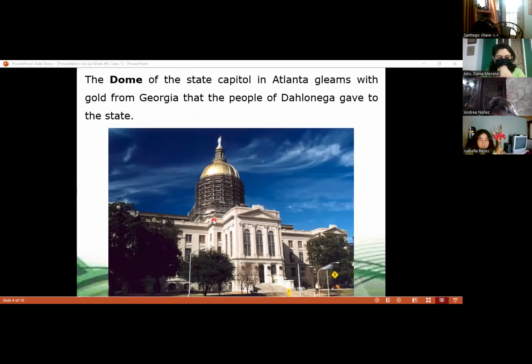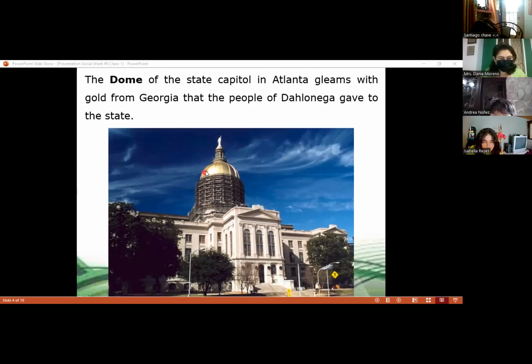You see here, this is the dome. This is one of the glittering cities also. Why? The dome of the state capital in Atlanta. This is in the northern states of the United States, now Atlanta. The first one was in Georgia, the Dahlonega. The dome is in Atlanta. Atlanta gleams with the gold from Georgia that the people of Dahlonega gave to the state. And you see here, the dome.